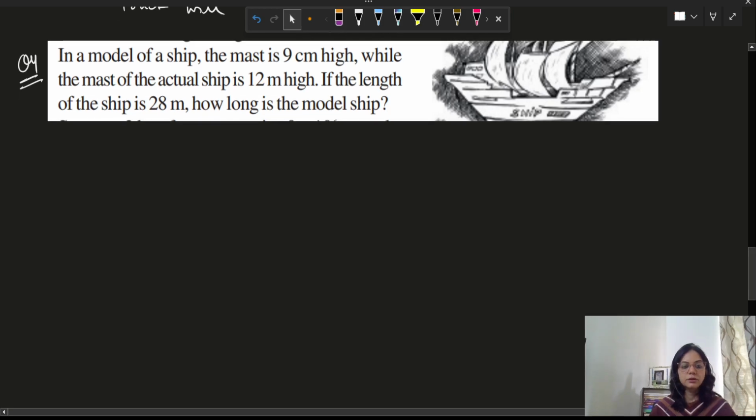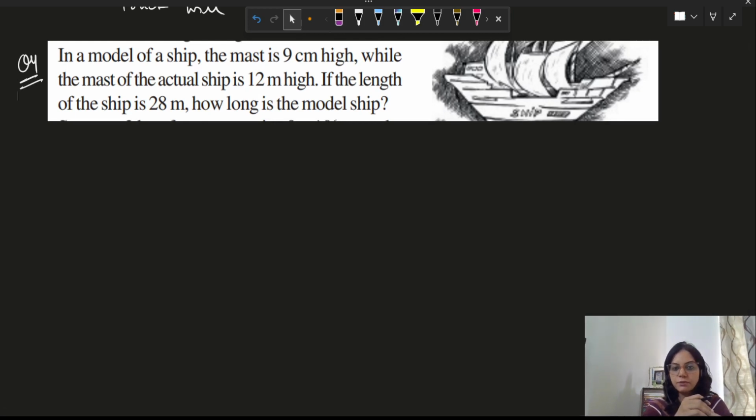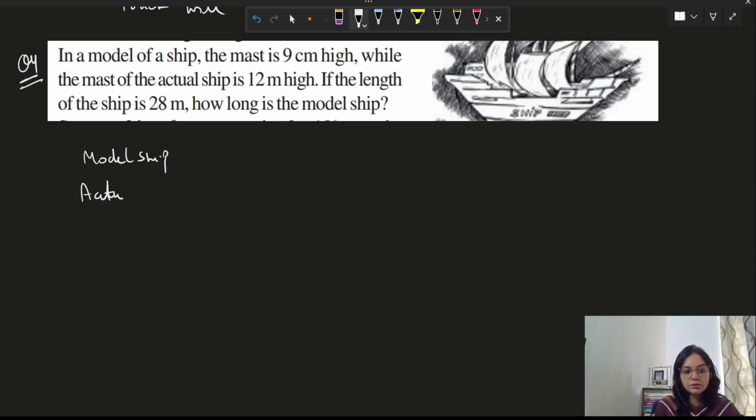Let's read it out first. In a model of a ship, the mast is 9 centimeter high, while the mast of the actual ship is 12 meter high. If the length of the ship is 28 meter, how long is the model of the ship? Now, what is given? That you have a ship. Its model is available and its actual dimensions are also available. So, let's say we have two things. One is the model ship, and we have the actual ship. Okay. For the model ship, mast is given. That's 9 centimeter. Okay, and length is not given for the model ship, we need to calculate.